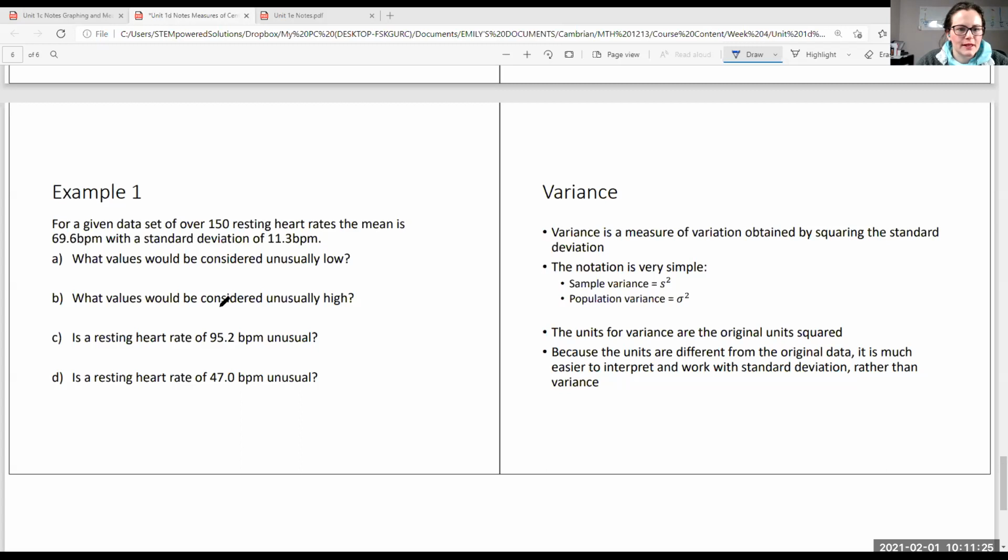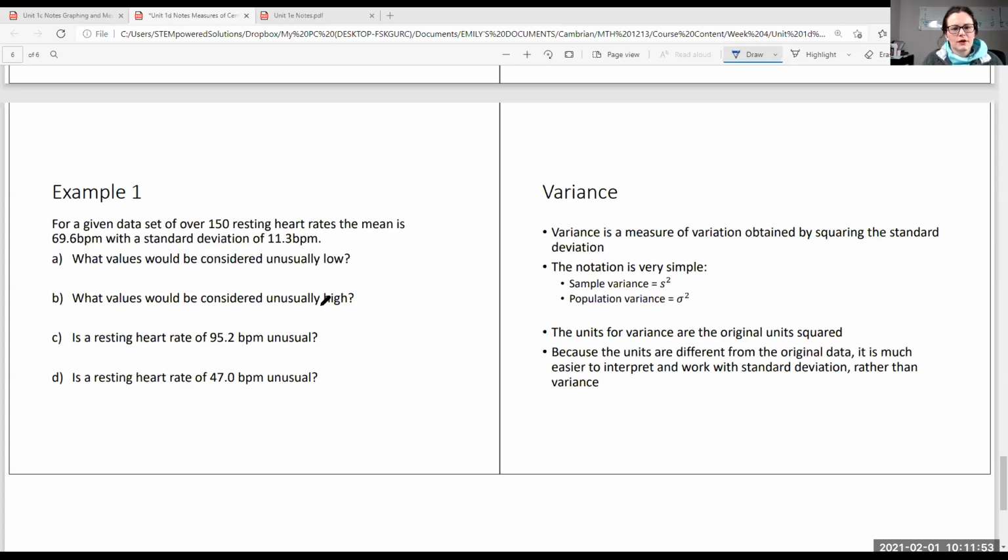And can you explain how you would get part B? So what values would be considered unusually high? So you do the same thing, just add instead of subtract. Exactly. So 69.6 plus 2 standard deviations. So that means 2 times 11.3 is 92.2. So anything greater than 92.2 would be unusually high.